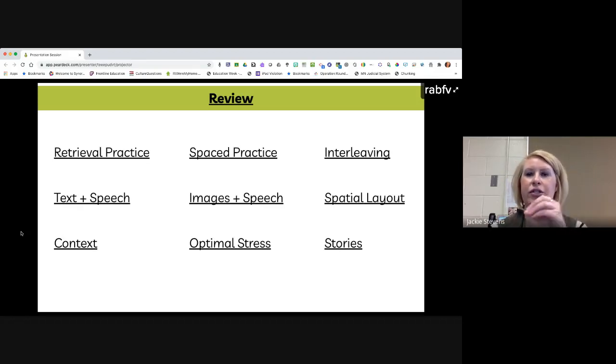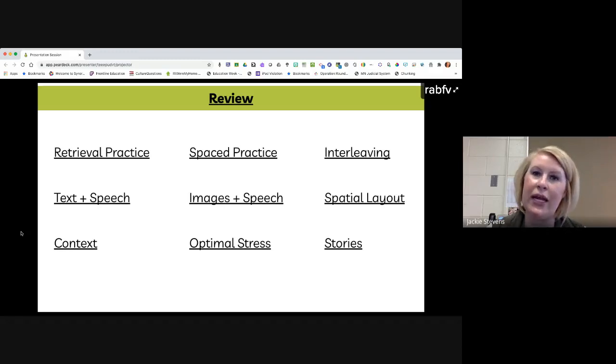Interleaving, you're constantly switching up what you're studying. Text and speech, making sure that you're not talking over while someone is reading something. Pairing images and speech together to create that dual coding, that extra meaning there. Having a consistent spatial layout to ensure that you're freeing up some memory for students to take in more of what you're teaching. Understanding how context enters into all new memory.